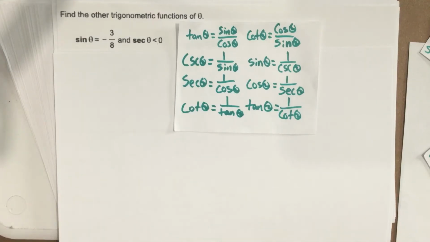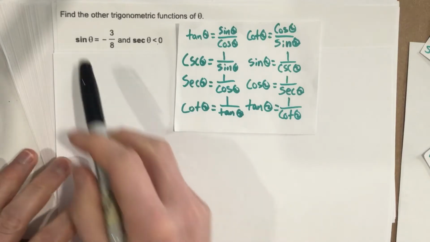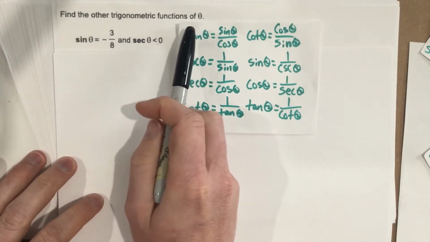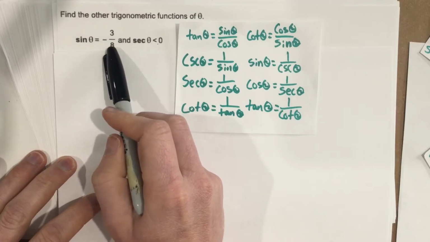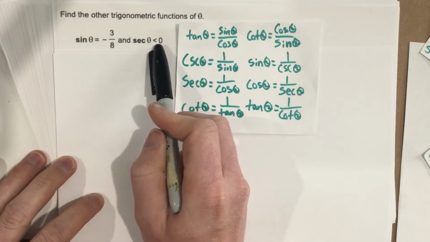This is problem number 6 from section 7.1. In this problem, they want you to find the other trigonometric functions of theta. They give you sine theta equals -3/8, and secant theta is less than 0.